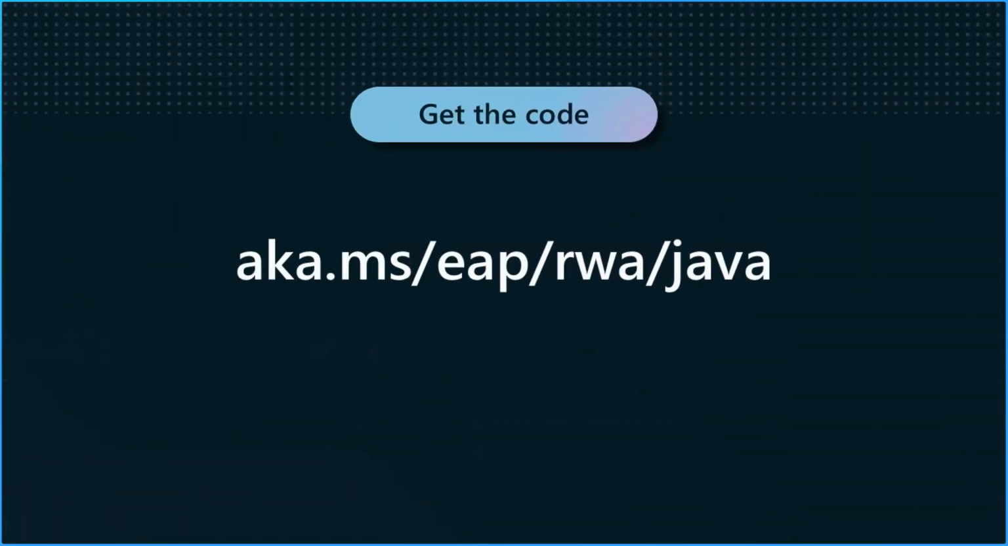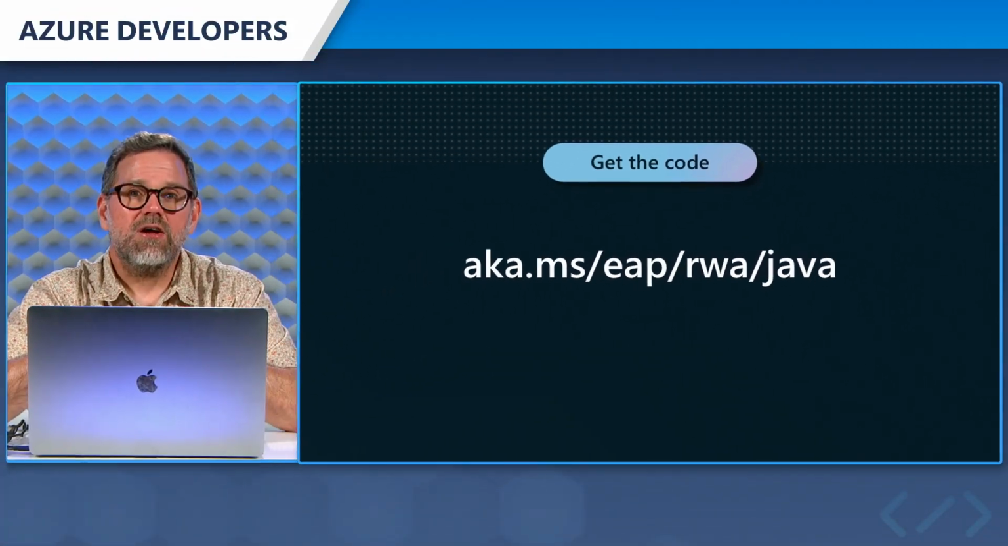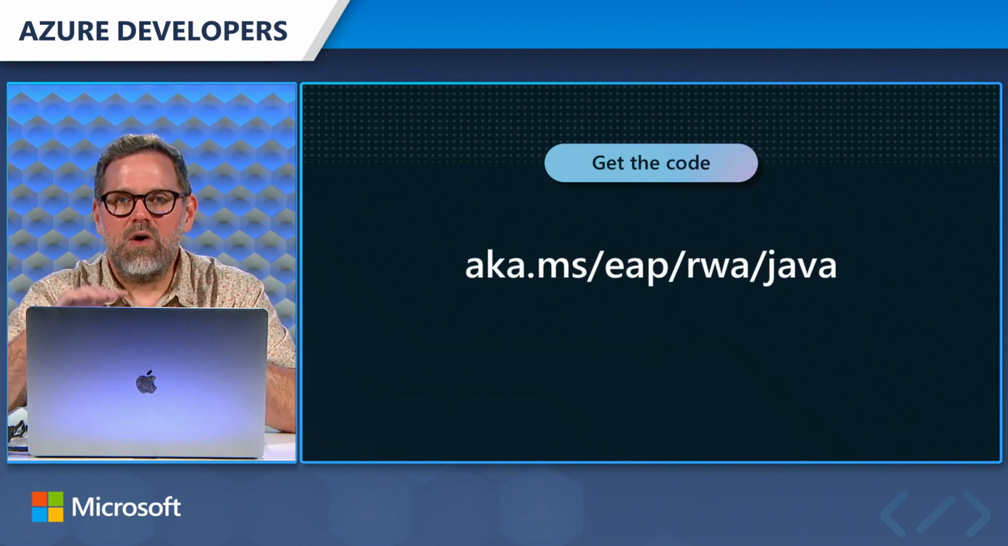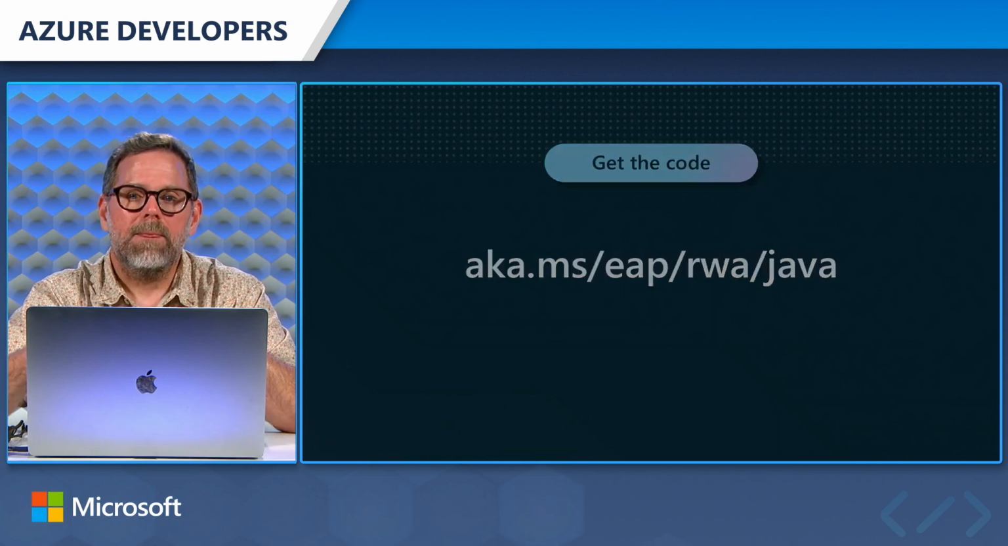Great, and you can see all the code again at aka.ms/eap/rwa/java, and that page has links out to the documentation that walks you through why we did what we did with the reasoning behind it as well.